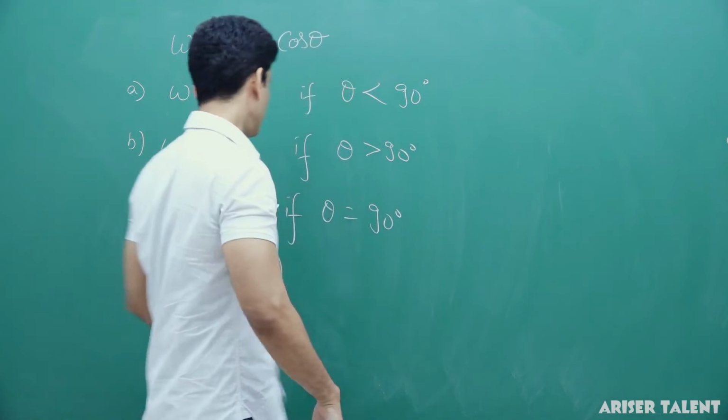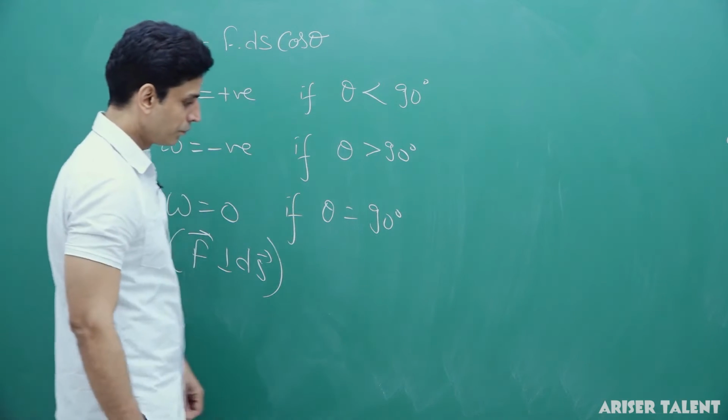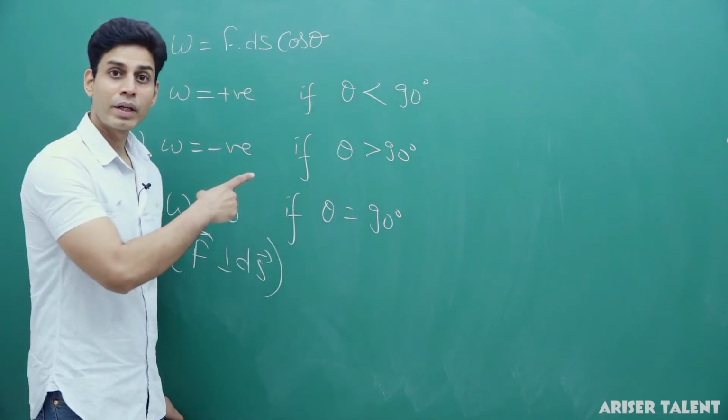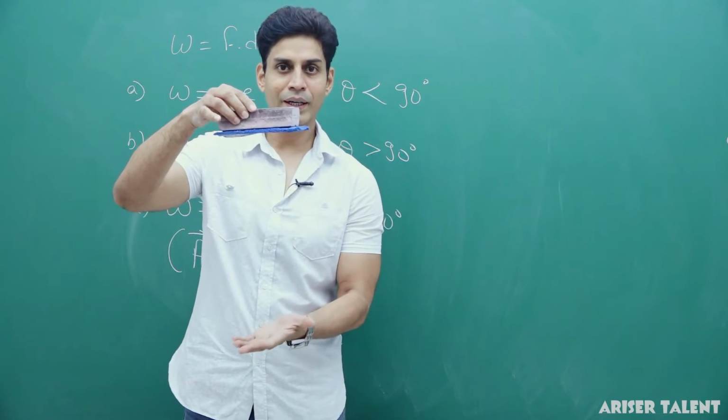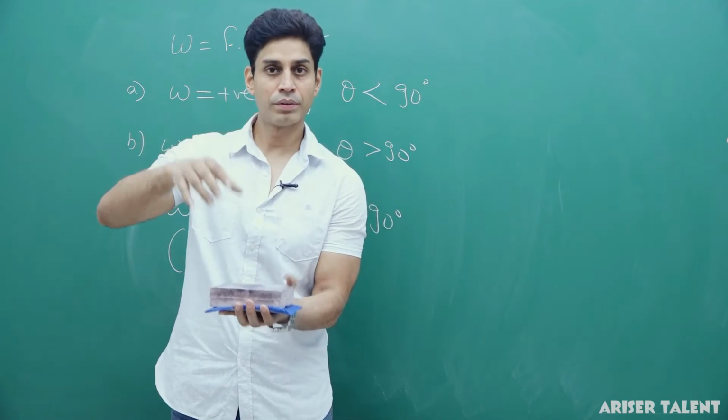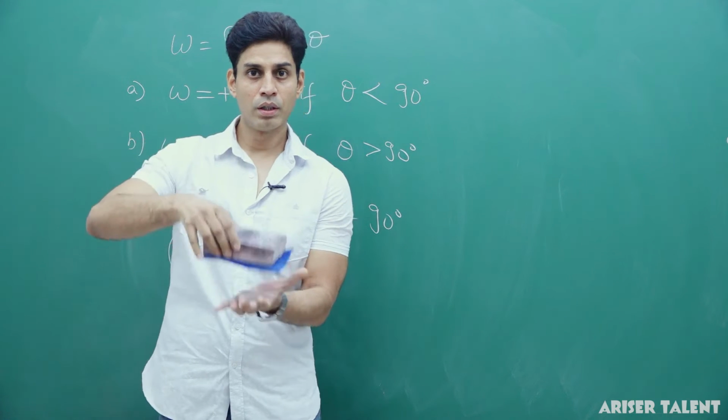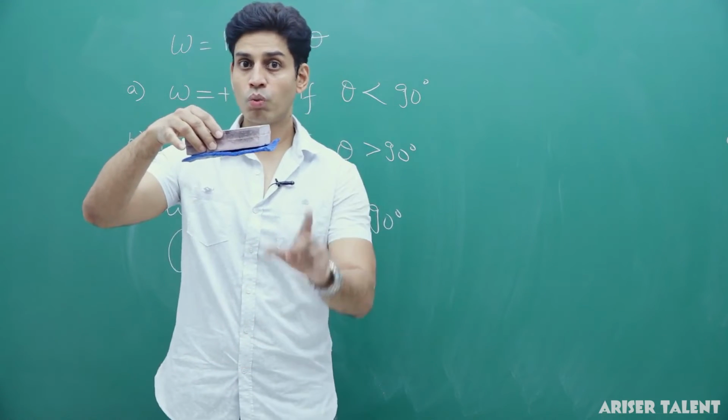Fine. Now we are starting with this. This work done can be positive. A block of mass m is at a height h. If I release it, then the work done by gravity.